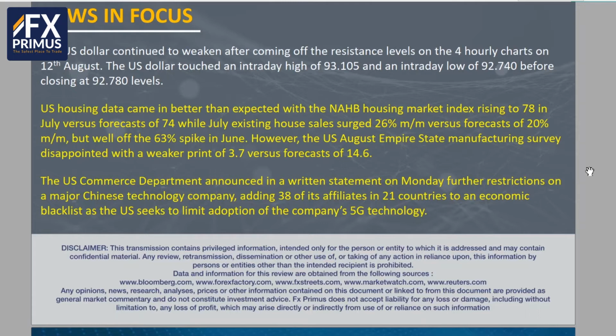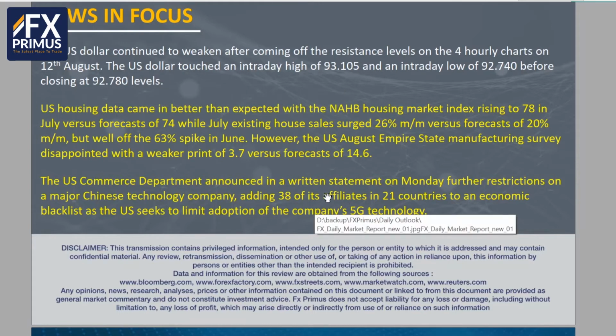Other economic data, or rather other US and China in terms of relationship news, the US Commerce Department yesterday announced that it will be banning or imposing further restrictions on a major Chinese technology company, and also together with 38 of its affiliates in 21 countries to an economic blacklist, as the US seeks to limit the adoption of the particular China companies' 5G technology. Okay, so again, tensions are looking to rise and they are not looking to subside at all. So number one, the US dollar continues to weaken. Number two, US and China tensions are rising again.